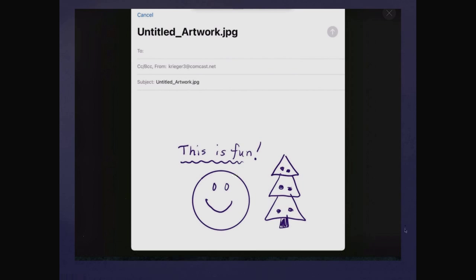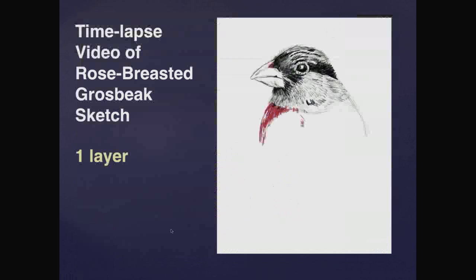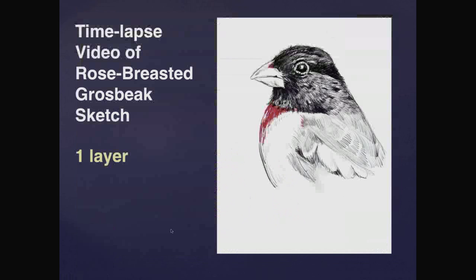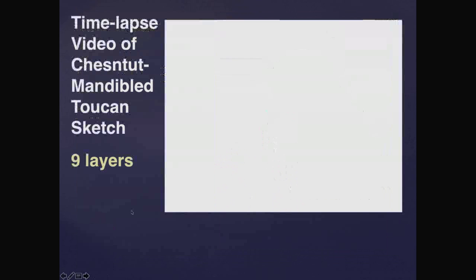Okay, so you can also, in Procreate, use this as a tool to create really nice art. So I've already done this, a digital sketchbook, so I'm going to show you what I did. So boom, this is a time-lapse video of a rose-breasted grosbeak sketch that I did totally with my Apple Pencil and Procreate. Now you might say, how did you make that time-lapse video? Here's a beautiful thing. I didn't have to do anything to make that time-lapse video. Anytime you draw in Procreate, they automatically create that for you. How beautiful is that?